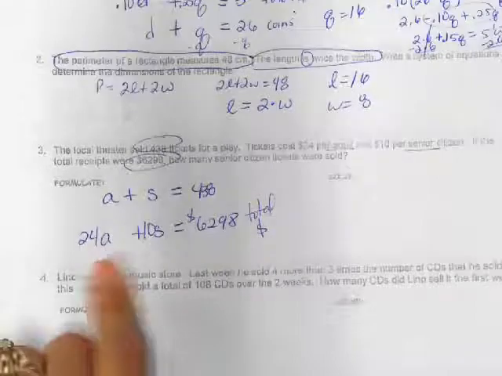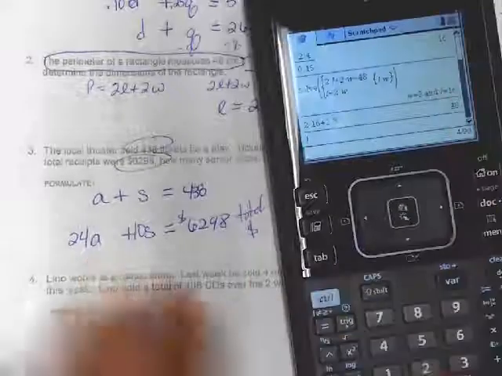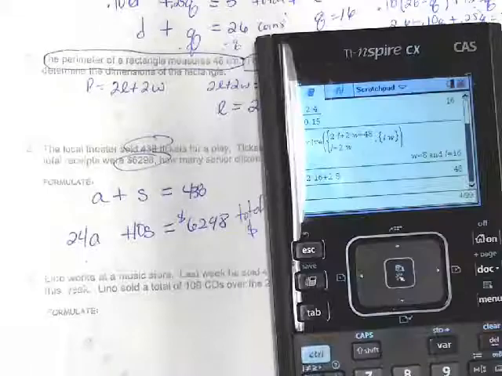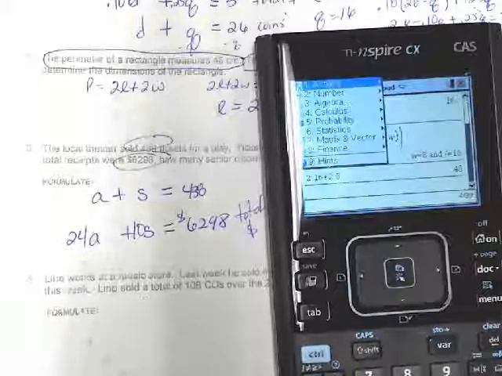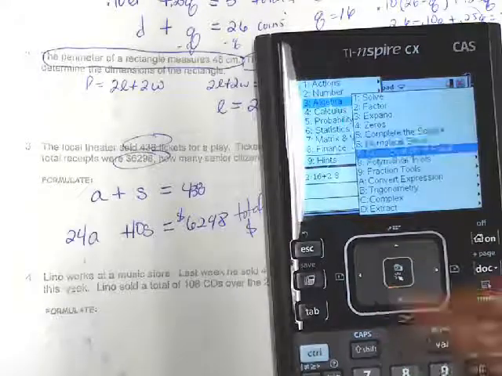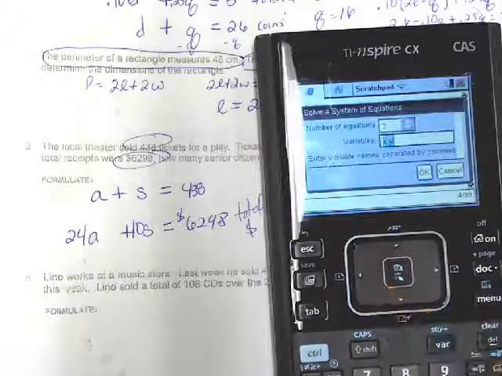Okay, looks a little crowded. There is our equation. Both are our system of equations. So menu, algebra, solve system. You can change the variables here.